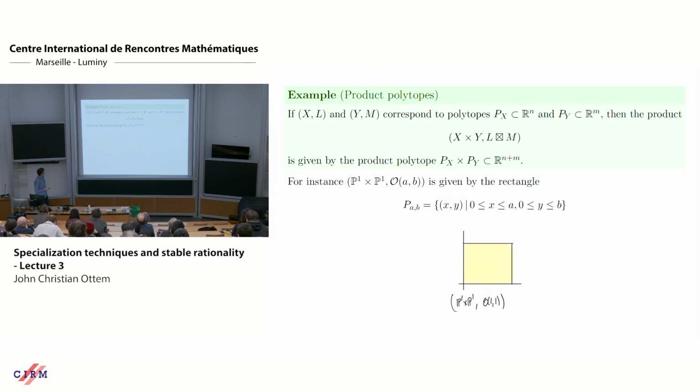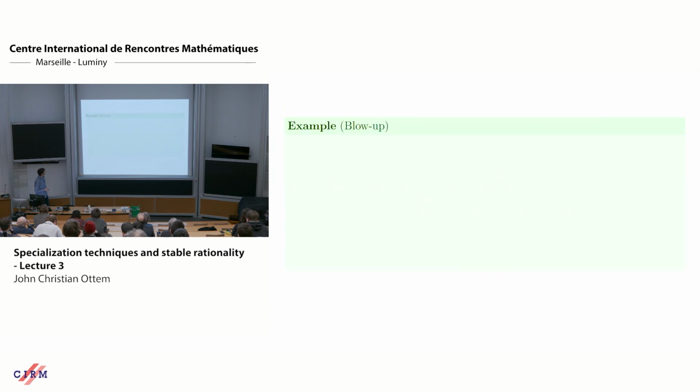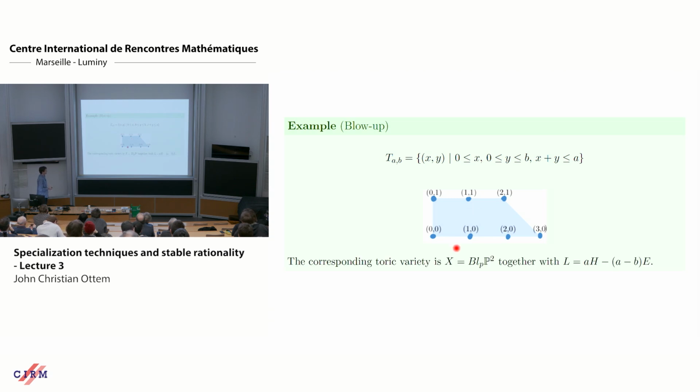Okay, I think I'll skip this slide here. If you consider this trapezoid polytope, this corresponds to the blow-up of the P2 at a point.